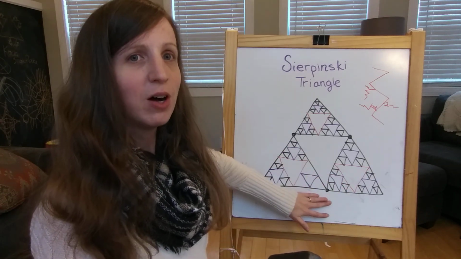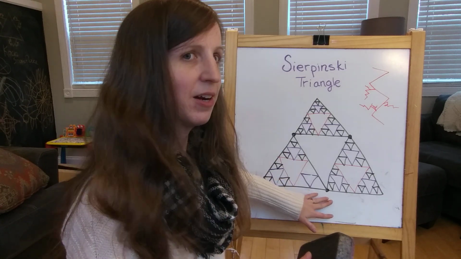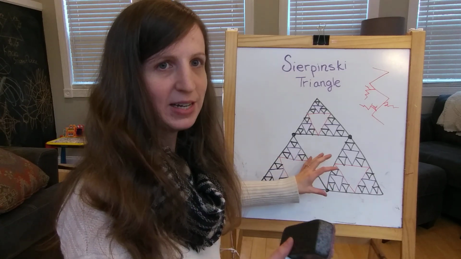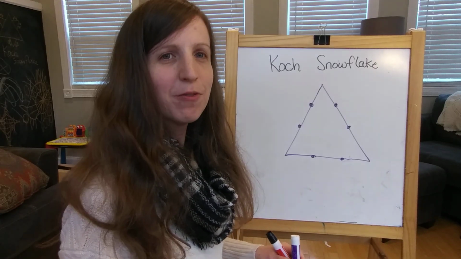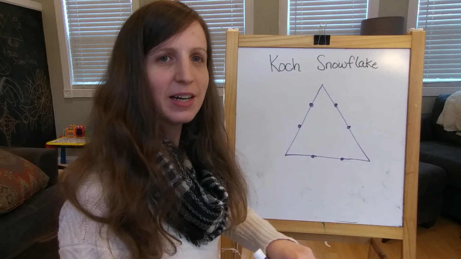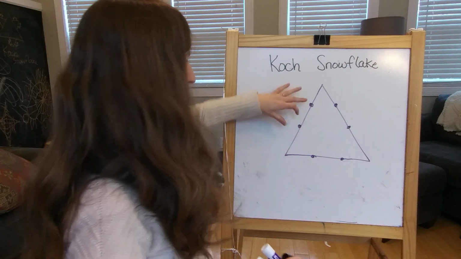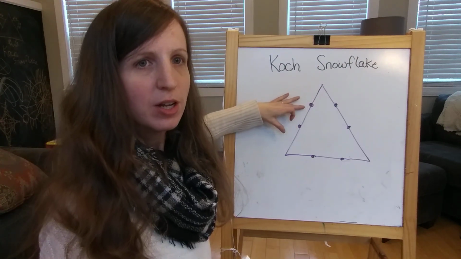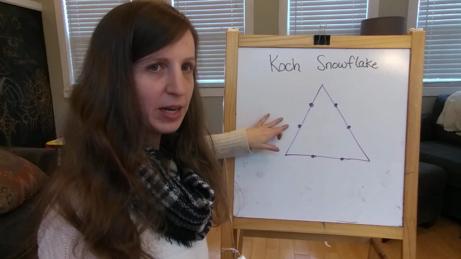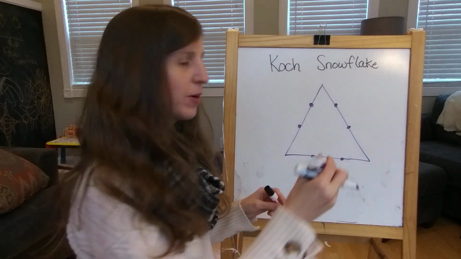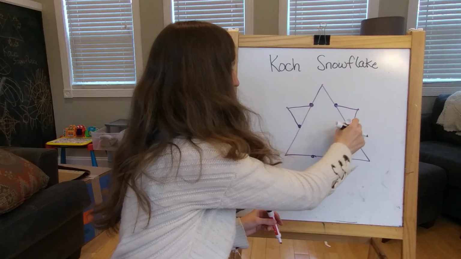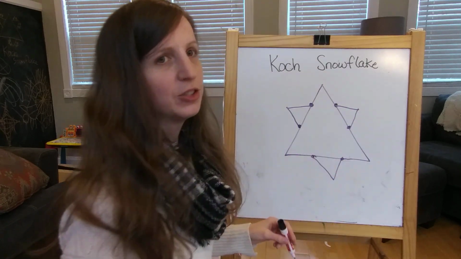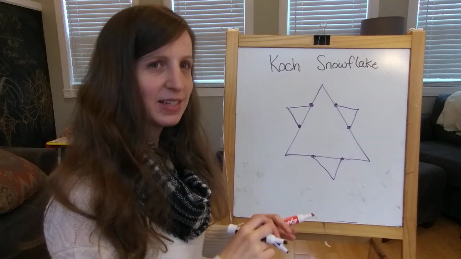Now I want to give you a quick example of how to do the Koch snowflake. It's a similar idea, but it makes a snowflake pattern. For this one, you start with a triangle, but instead of drawing the midpoints, you draw dots at the third points, as best you can. Then, off of every one of those, you draw a triangle. And then just keep repeating that same process.